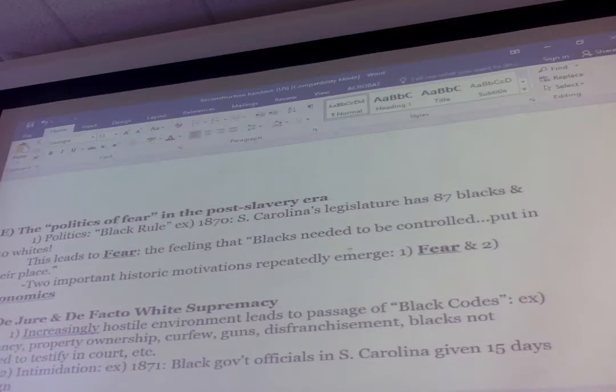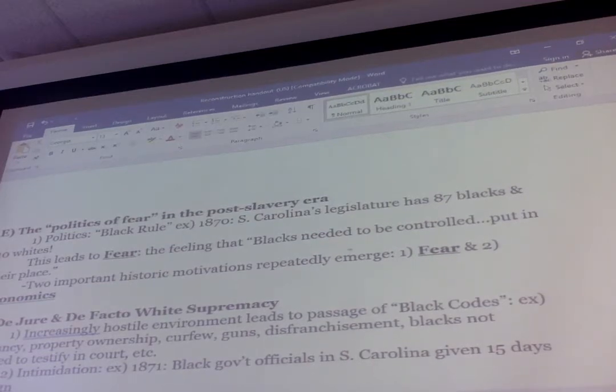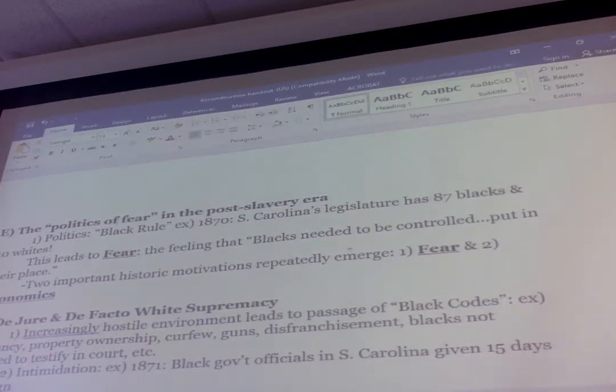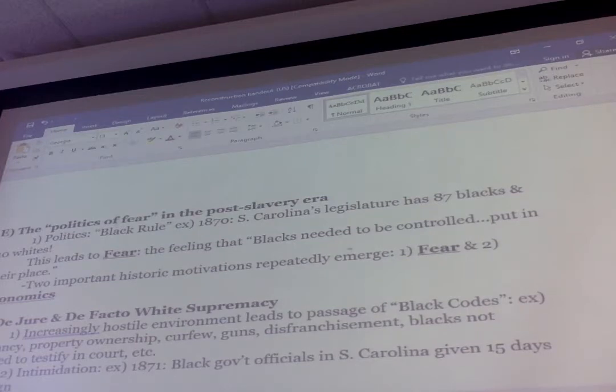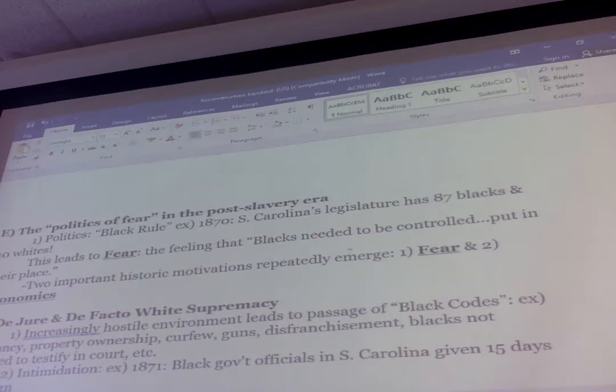Literacy tests. What's a literacy test? It basically said, yeah, you can vote. You have the right to vote. And so I'd show up, let's say, in 1870 to vote. I'm so excited. Man, it's the first time. Can't wait to vote. I'm going to vote for the first time. I'm so excited. They're like, yeah, here's your ballot.